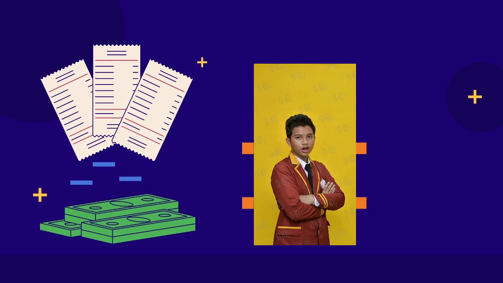When the raw materials are issued to production. Debit, direct material costs IDR 80 million. Credit, raw materials inventory IDR 80 million.